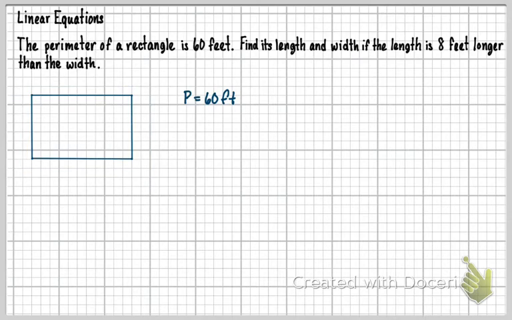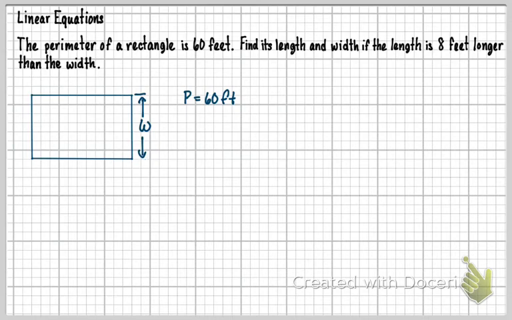Okay, and it says find its length and width, if the length is 8 feet longer than the width. So that means I'm just going to say, okay, my width, I'm going to call W. So then my length, I'm going to say, this here is length, and this is W.